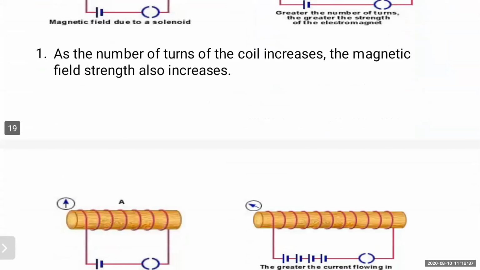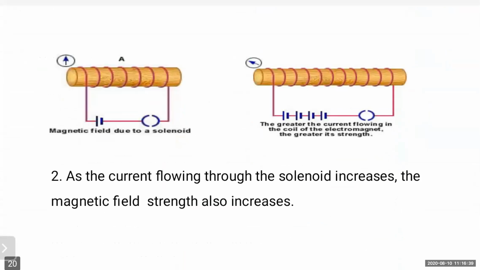Second point is that as the current flowing through the solenoid increases, the magnetic field strength also increases. Previous slides we have already learned, if we increase the current, the intensity of magnetic field also increases. So as the current flowing through a solenoid increases, the magnetic field strength also increases.